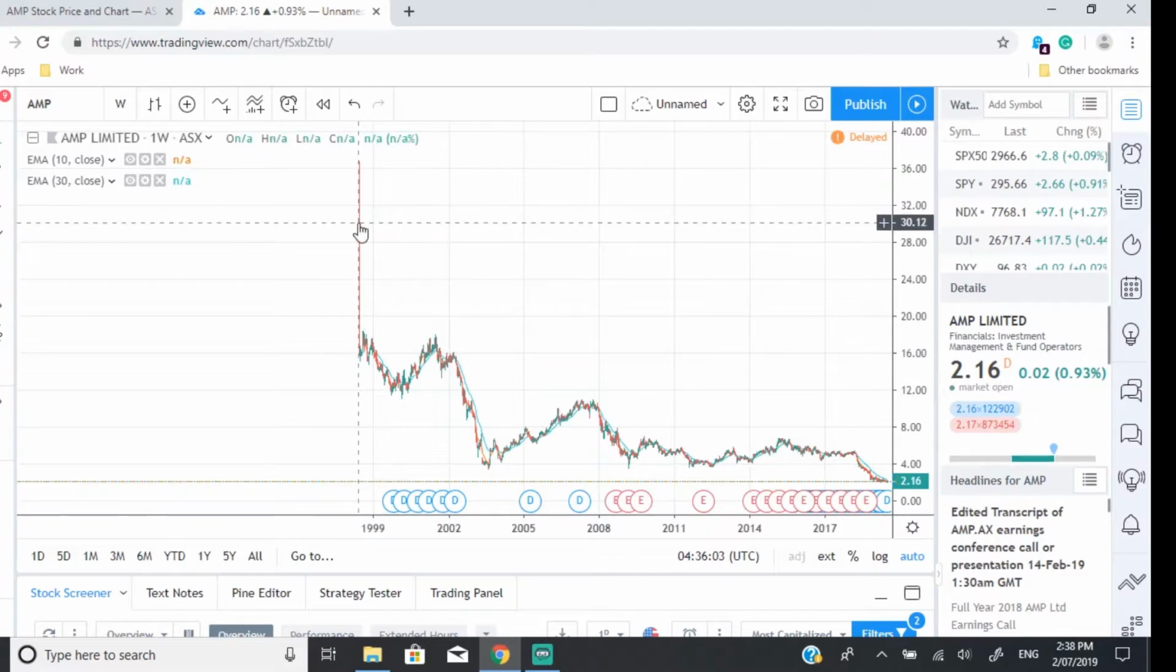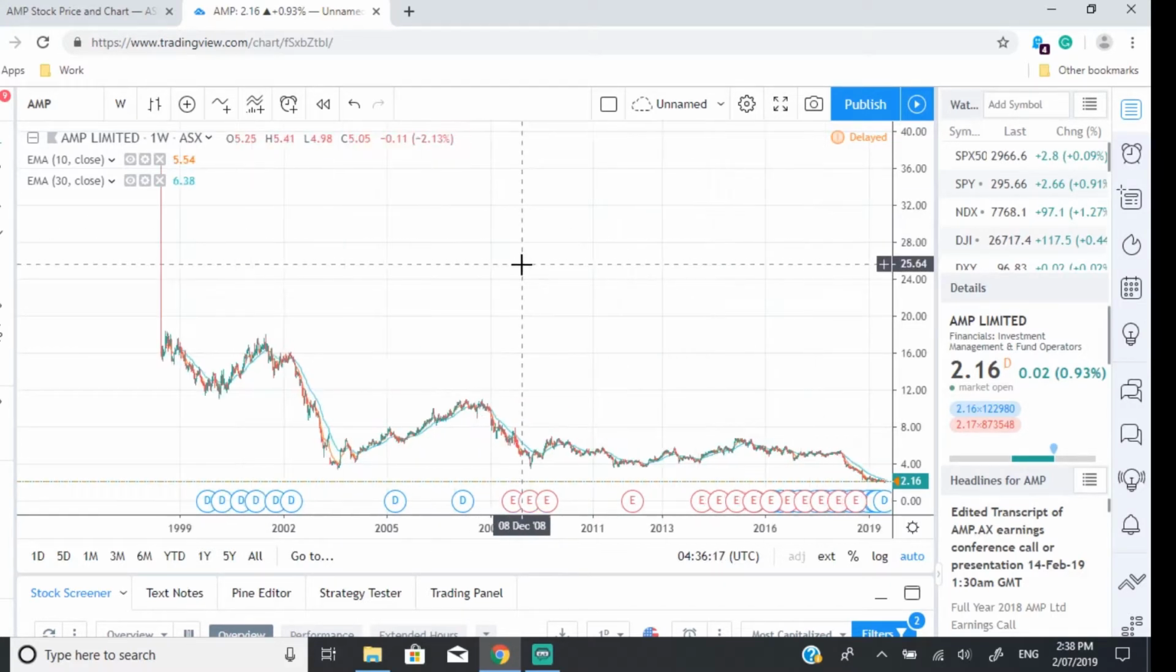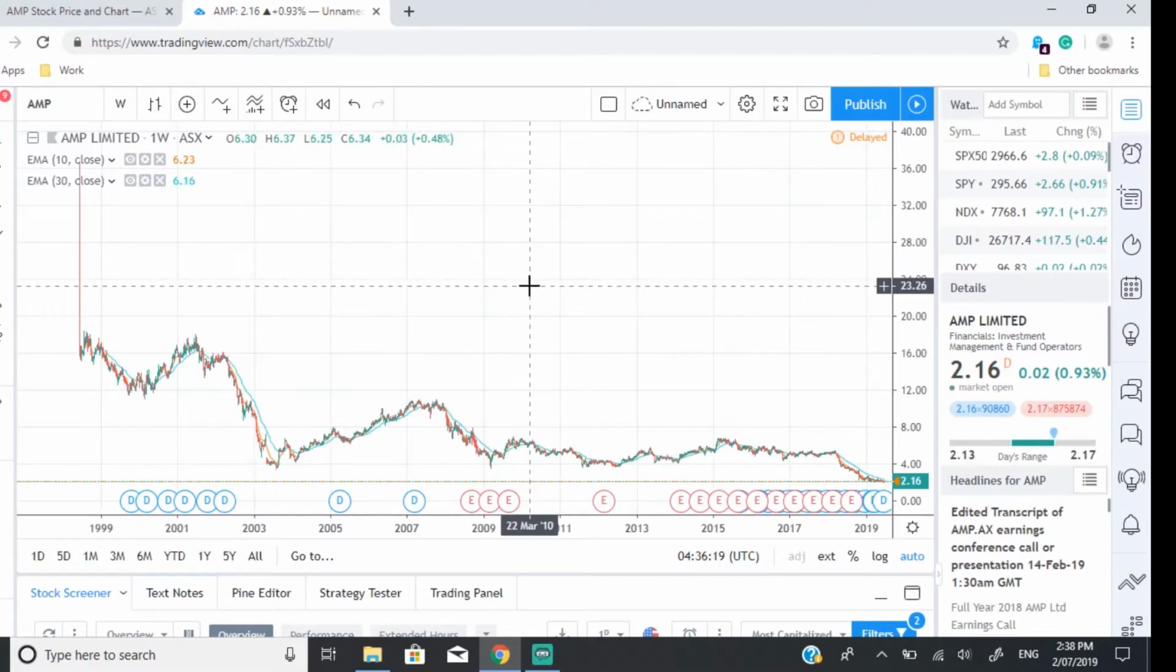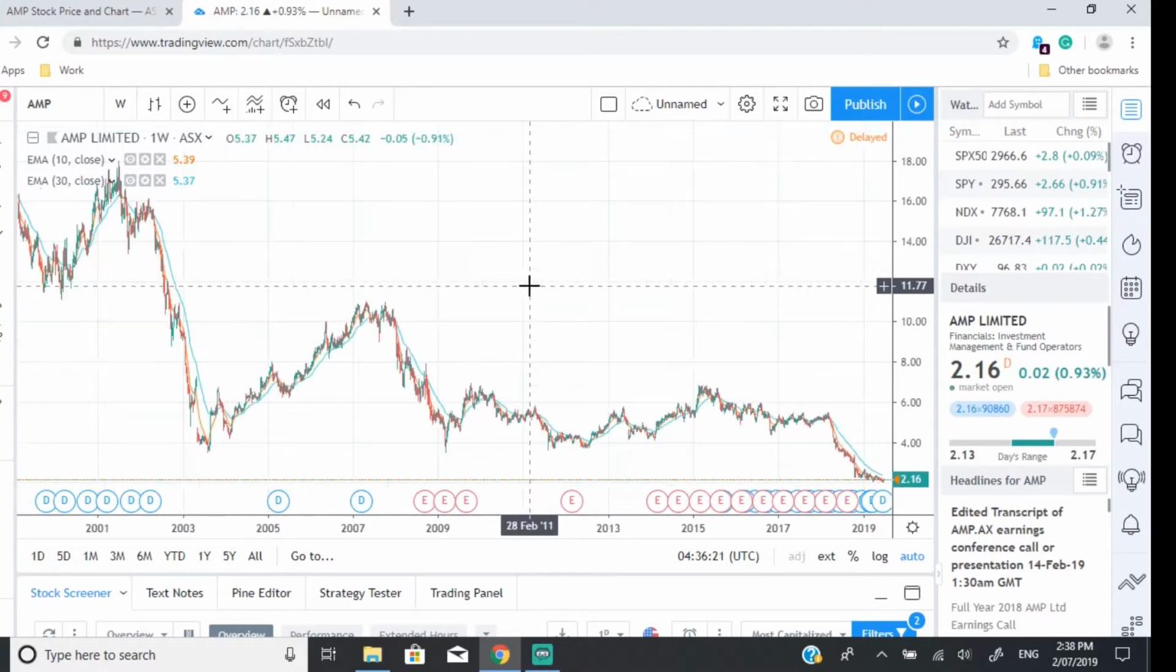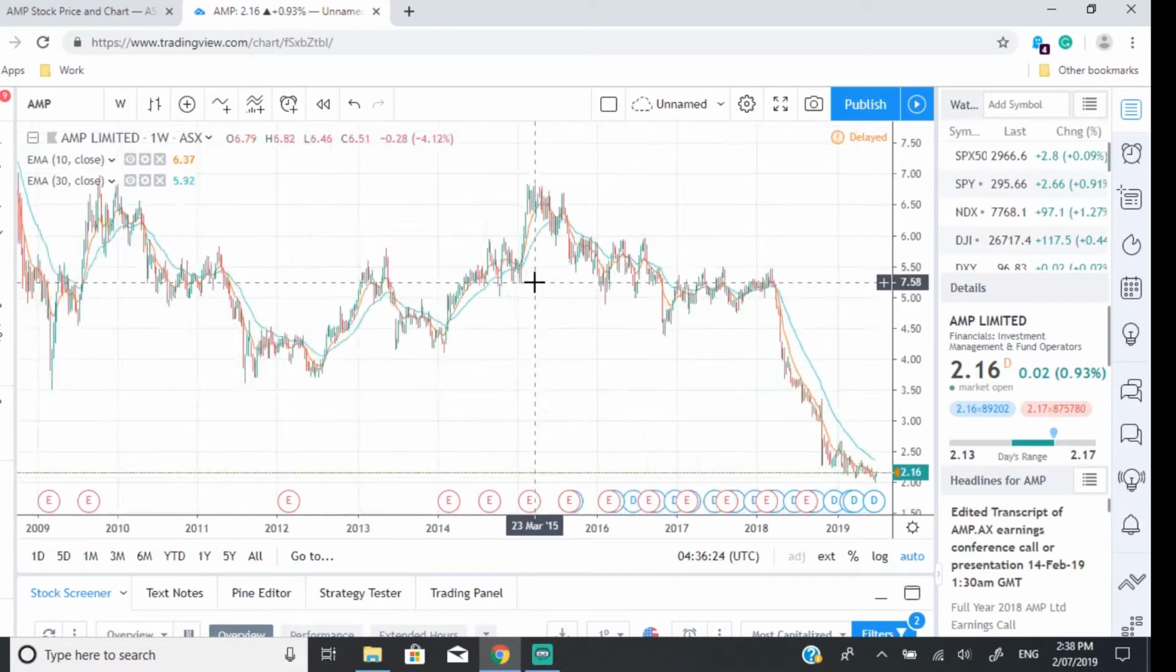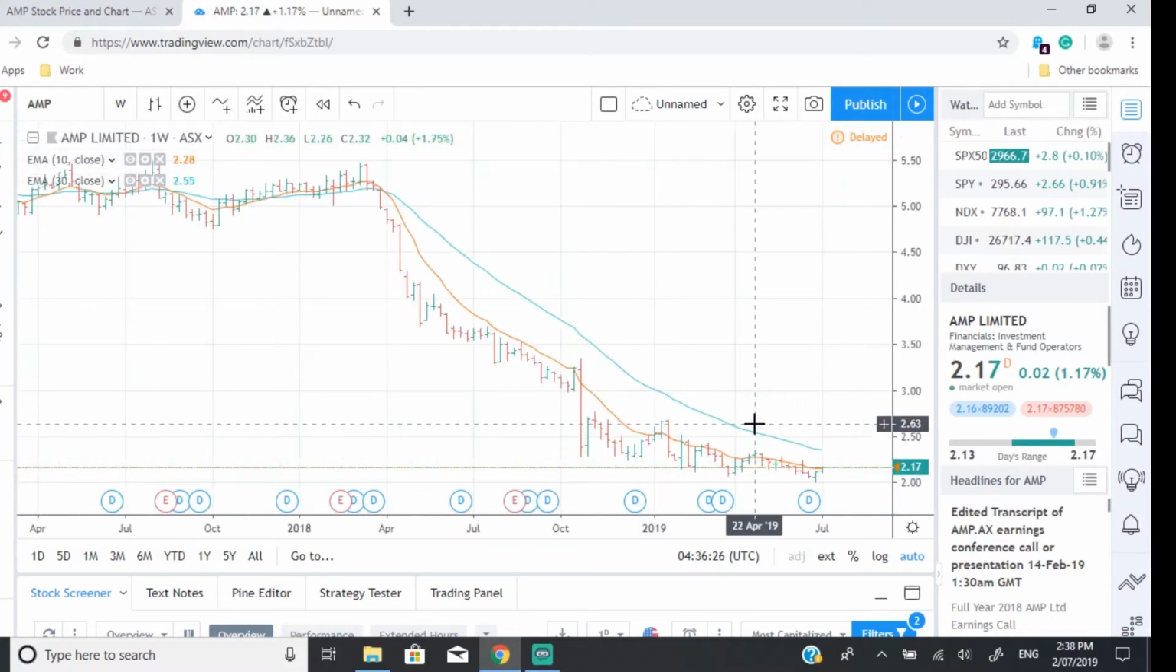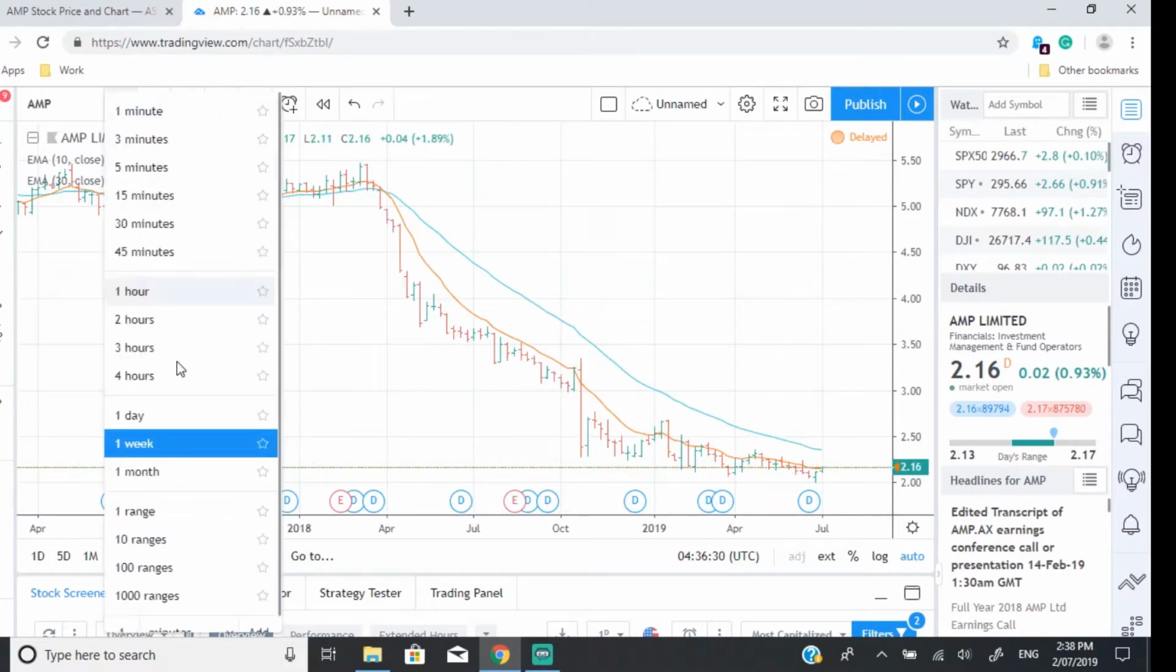I still remember trading this stock back in 1997 actually, when it first came out. If you were with a certain broker, you could have bought this stock at 21 bucks. Straight away the stock went up to 40. Everybody was happy. Everyone doubled their money basically. So since then, AMP has dropped back down quite dramatically, as you can see, from $40 to $2.16 at the moment. So I'm going to go back to the daily chart for now.